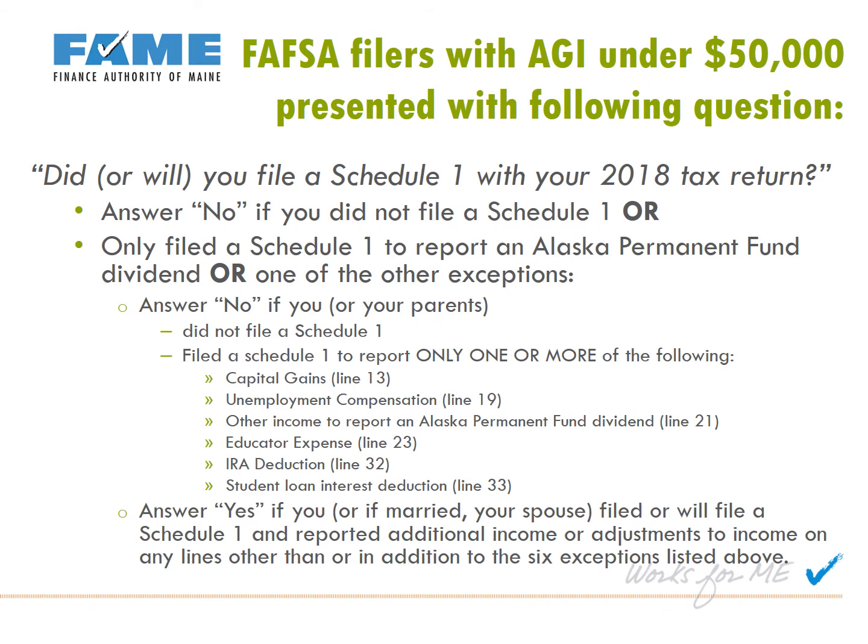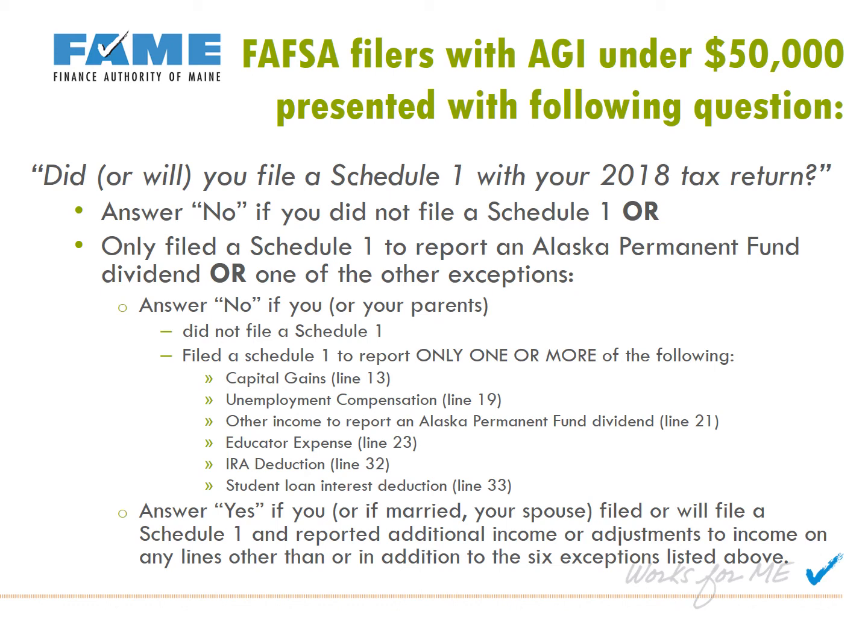So let's talk about that Schedule 1 thing, because that gets a little tricky. So anybody with adjusted gross income under $50,000 is presented with this question on the FAFSA. Did or will you file a Schedule 1 with your 2018 tax return? Well, you're going to answer no if you just didn't file a Schedule 1. Maybe you just didn't need to, right?